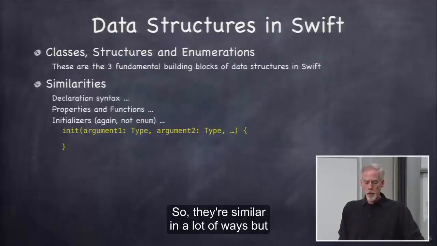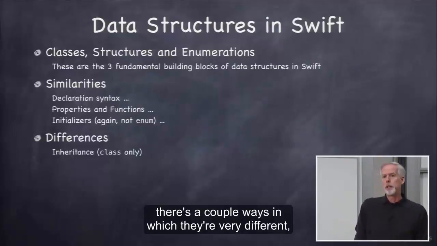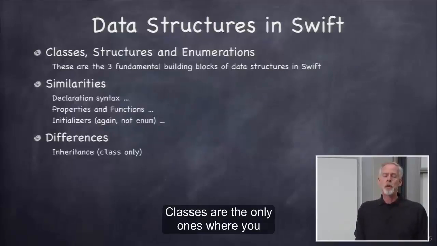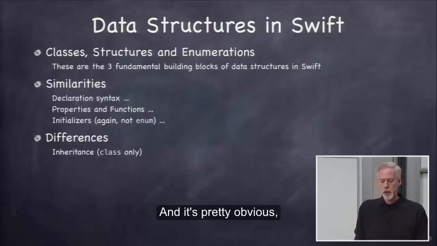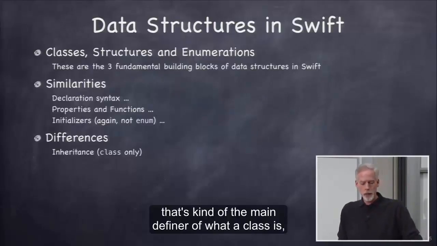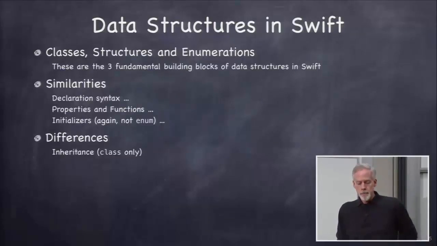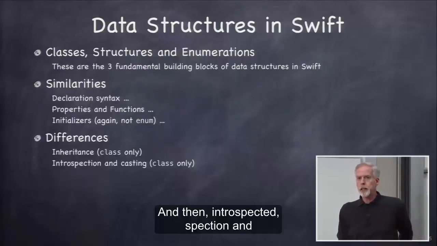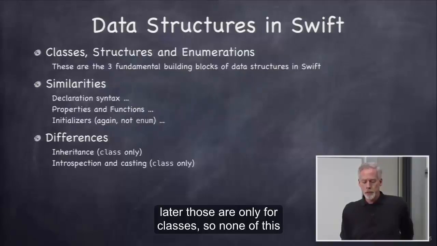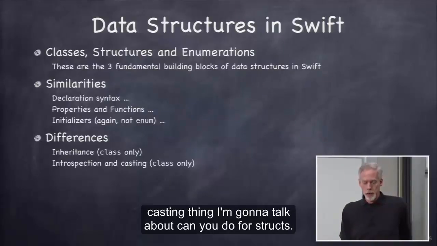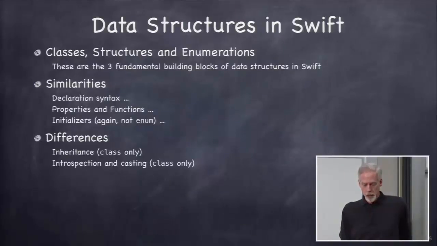So they're similar in a lot of ways, but there's a couple ways in which they're very different. Classes are the only ones where you have inheritance. It's pretty obvious, that's kind of the main definer of what a class is. And then introspection and casting, which I'm also going to talk about a little later, are only for classes. So none of this casting thing can you do for structs.